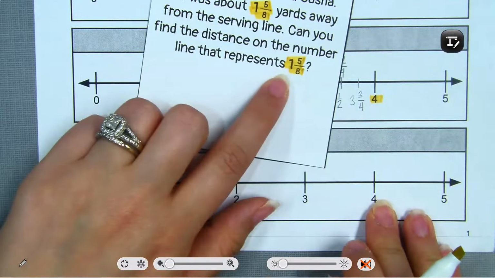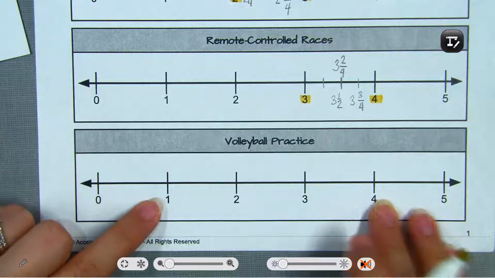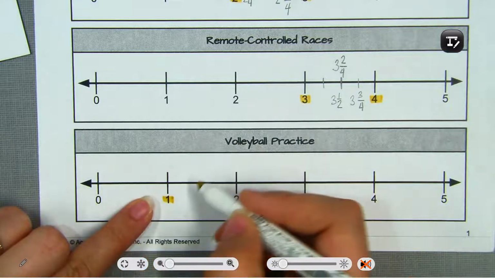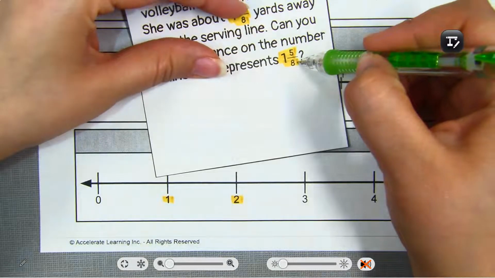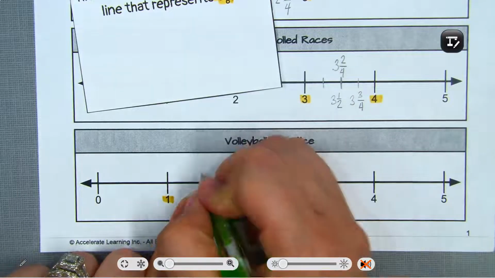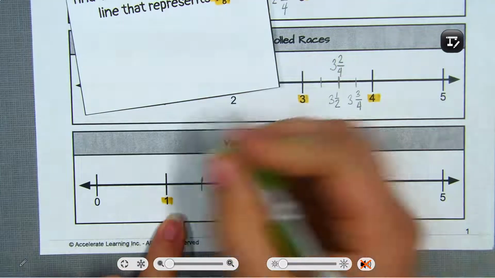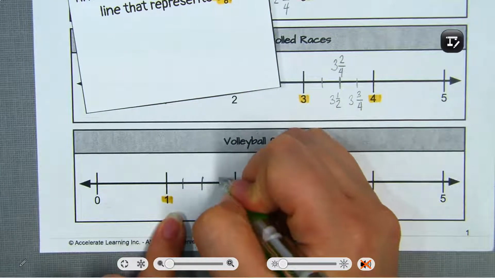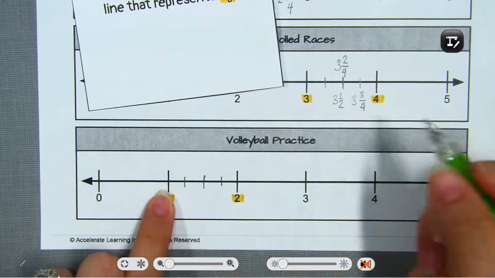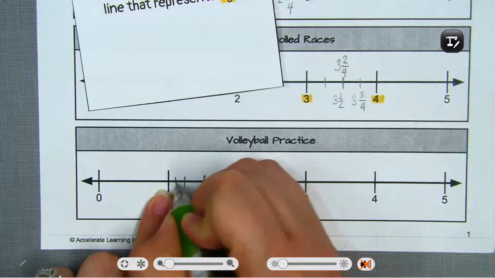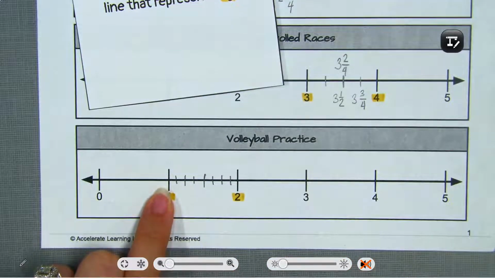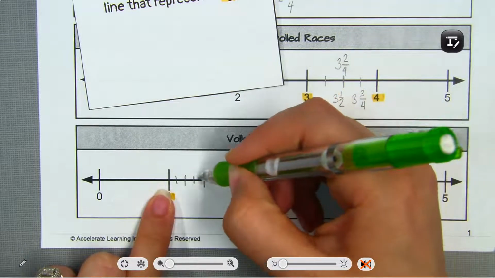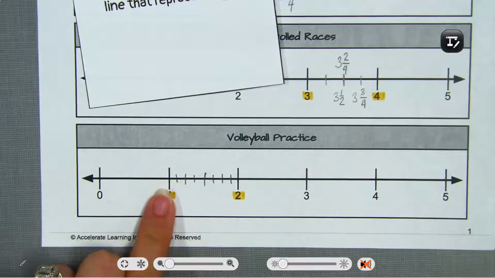So my whole number is 1. So I'm going to find my 1, and my number is going to go between 1 and 2. Okay? And my denominator is 8. So I'm going to cut this into 8 pieces. I'm going to start with half, and then cut into fourths, and then cut again like that. I have 1, 2, 3, 4, 5, 6, 7, 8. If you're not sure, just count the spaces.